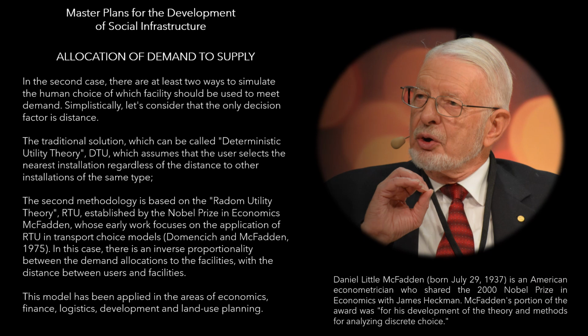The second methodology is based on the random utility theory, RUT, established by the Nobel Prize in Economics winner McFadden, whose early work focuses on the application of RUT in transport choice models, Domencich and McFadden, 1975. In this case, there is an inverse proportionality between the demand allocations to the facilities and the distance between users and facilities. This model has been applied in the areas of economics, finance, logistics, development and land use planning.